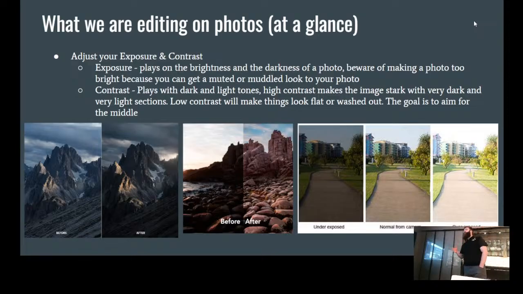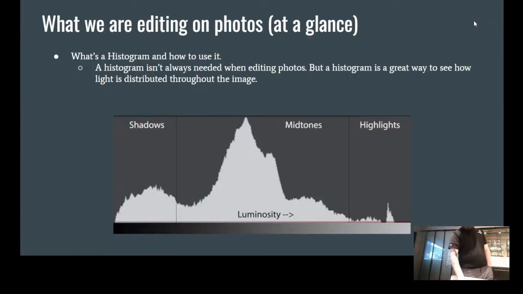This balance, though, between exposure and contrast is important because it plays with lights and darks. Lights and darks can be viewed on a camera without even looking at the image through what we call a histogram. A histogram isn't always needed. Some people don't like it at all, some people love it, but a histogram is a great way to see how light is being distributed throughout the image.